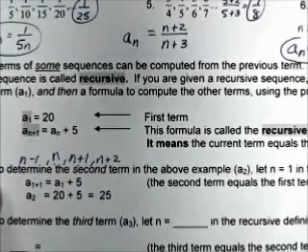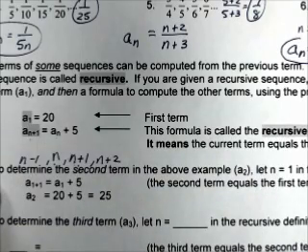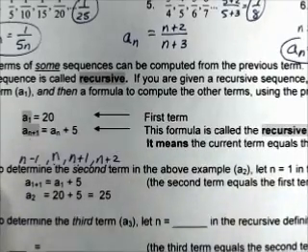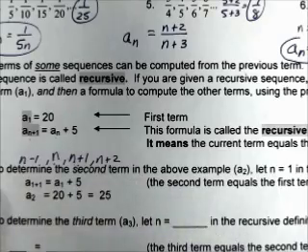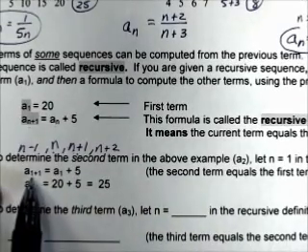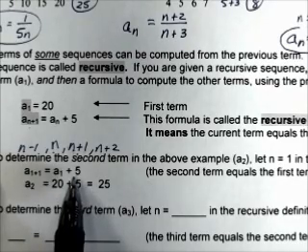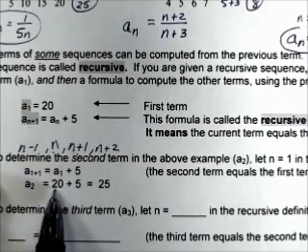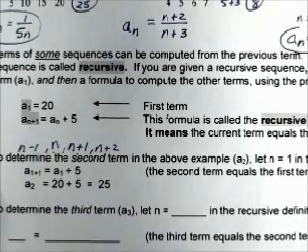To determine the second term in the above example, a sub 2, let n equal 1. In the recursive definition, the second term equals the first term plus 5, right? The second term would equal the previous one, which would be the first term plus 5. So we have a sub 1 plus 1 is equal to a sub 1 plus 5. A sub 2 equals, well, a sub 1 was 20. 20 plus 5 is 25.